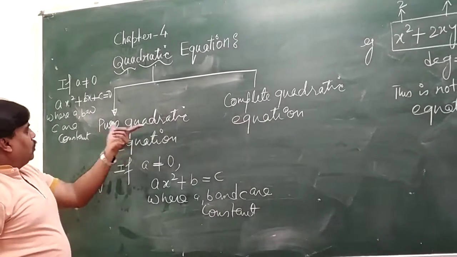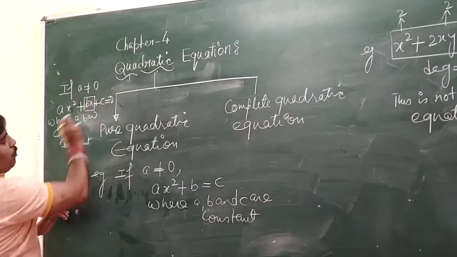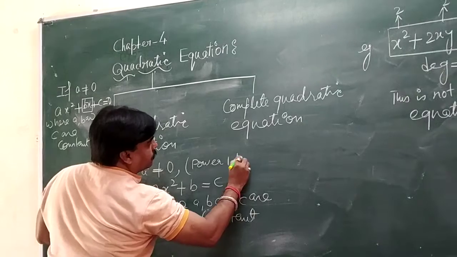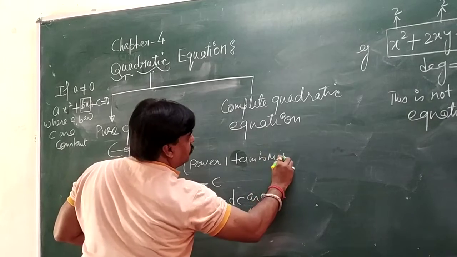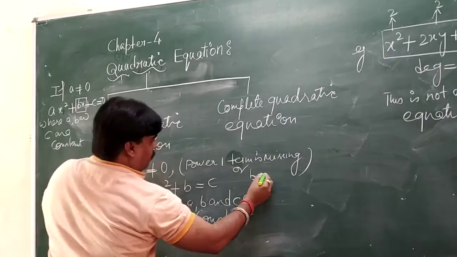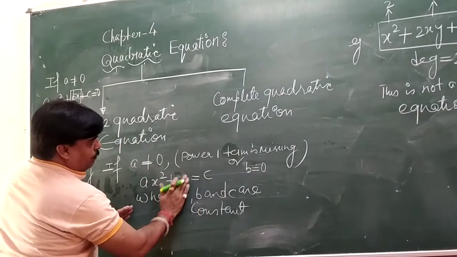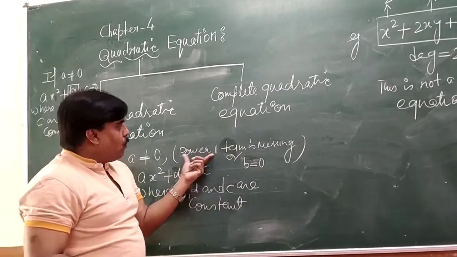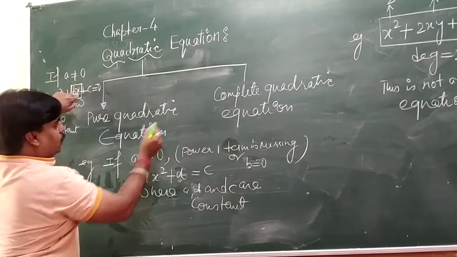Any equation will be the pure quadratic equation if the power one term is missing, or you can say b is equal to 0. Like here, in place of d you can take like d like this. Means the power one term is missing. If this bx term is missing, then that is the pure quadratic equation.